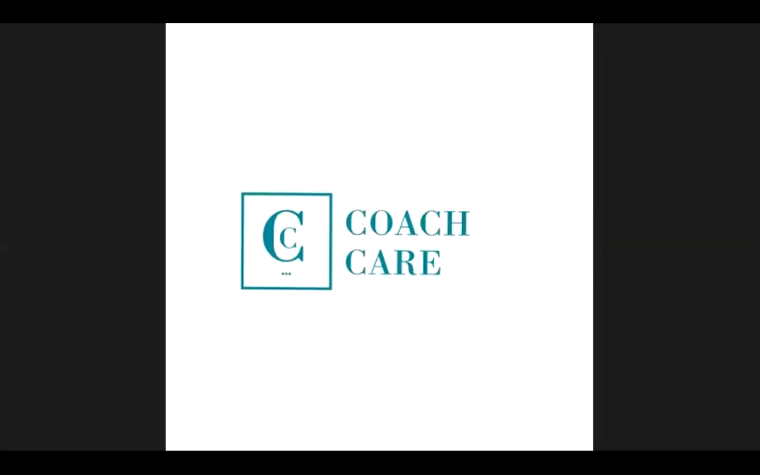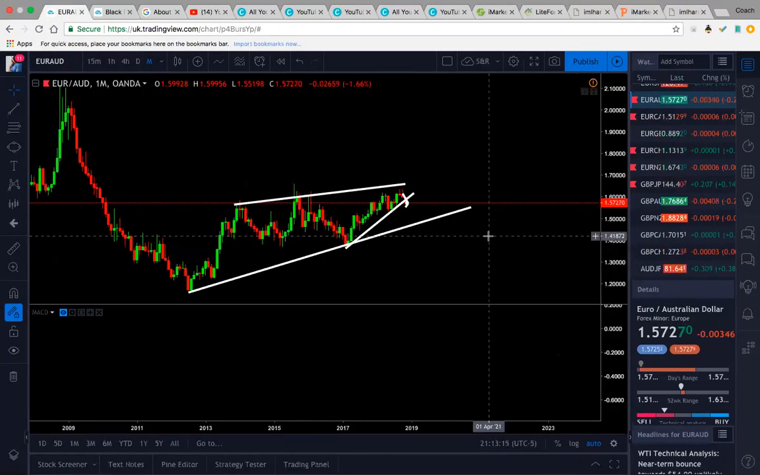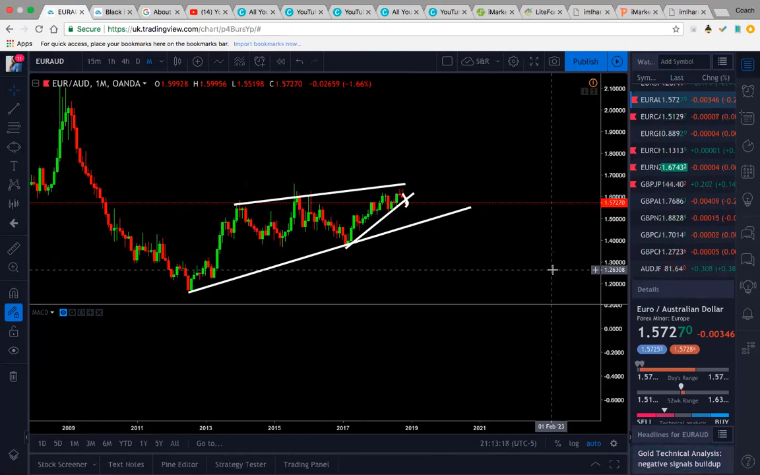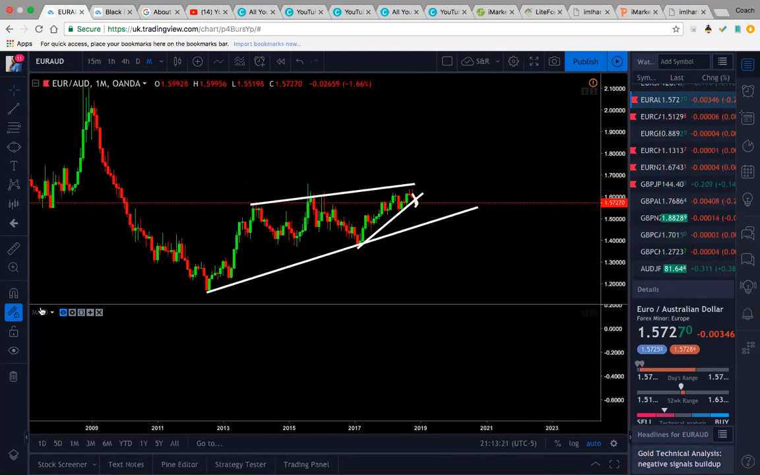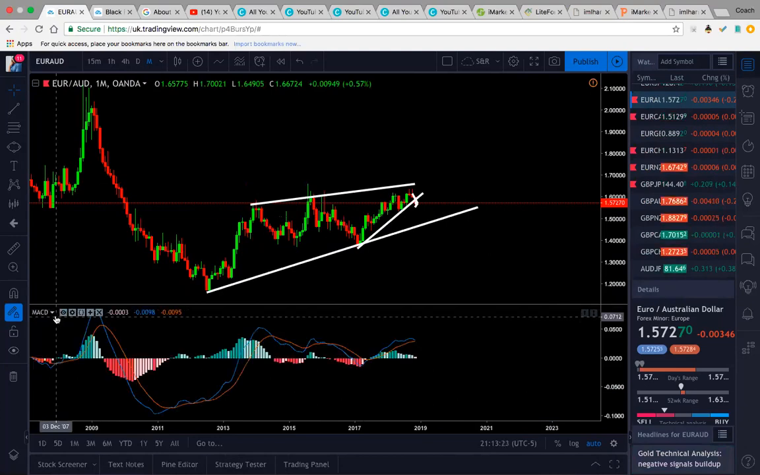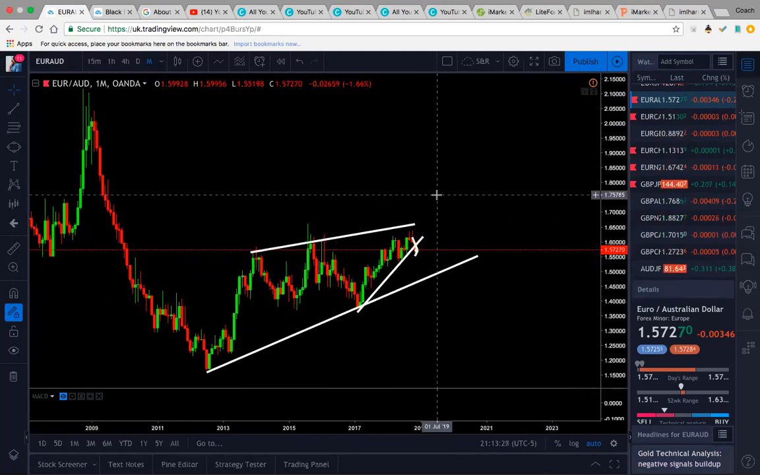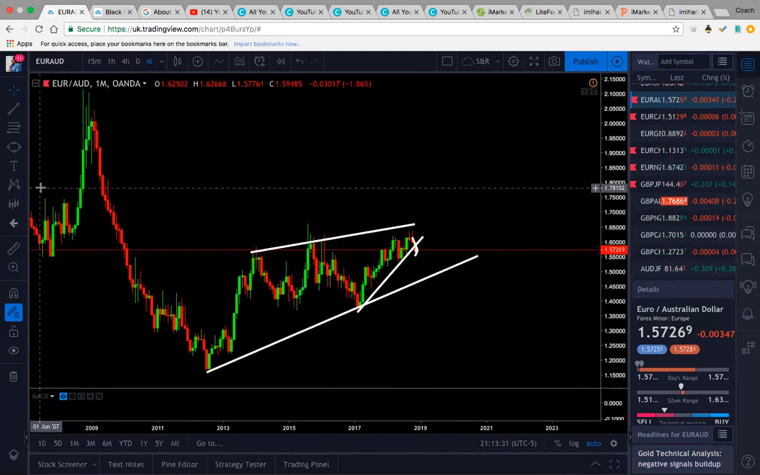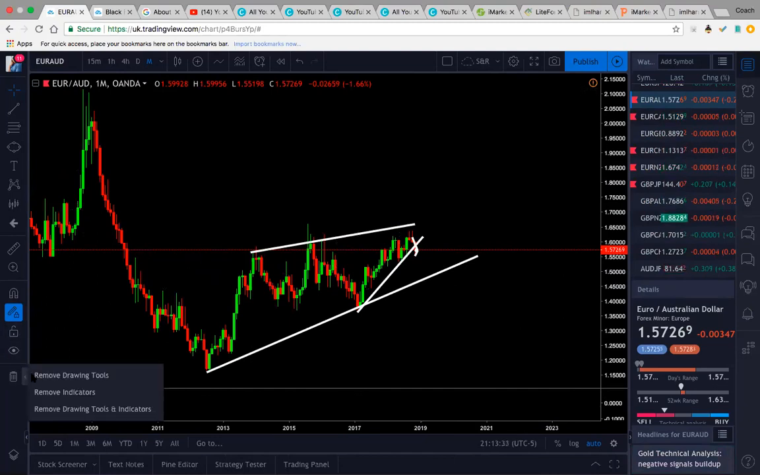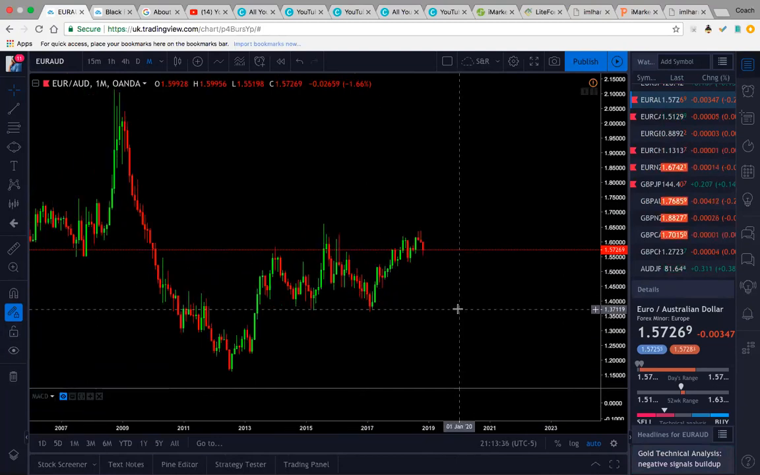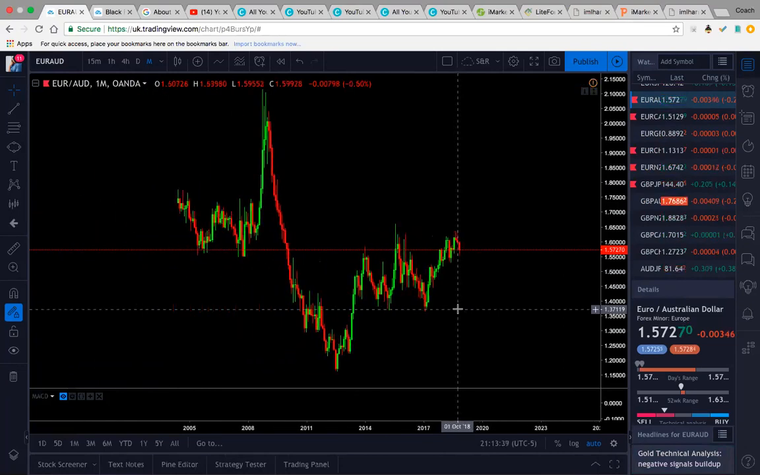All right, so let's go over to the charts. I'm just going to share my screen now with you. Right, so this is my TradingView, and let me just close that. I'm not going to look at MACD right now. And this is EURAUD on the 1 month. So I'm just going to remove my drawings, and this is EURAUD, so Euro Australian dollar, on the 1 month time frame.